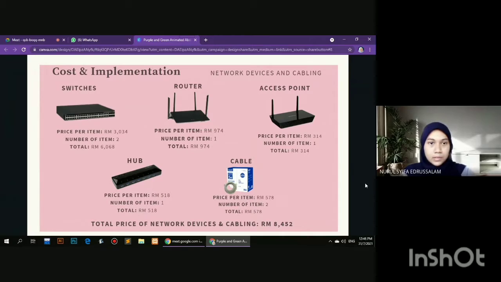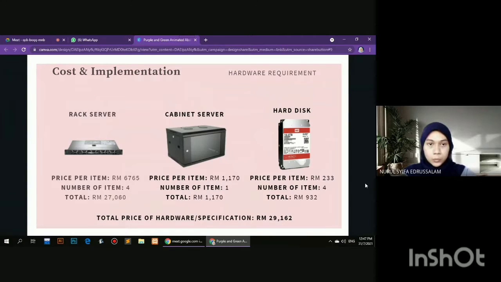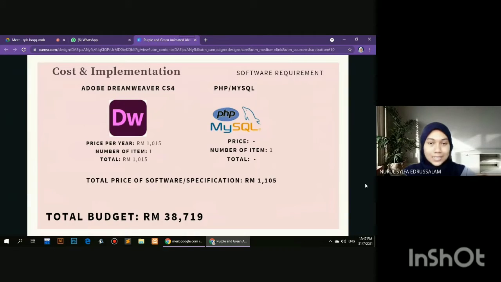Okay, the next is cost and implementation. We have switches, router, access point, hub, and cable. So the total price of network devices and cabling is 8,452. For hardware, we have rack server, cabinet server, and hard disk. Total price of hardware is 29,162. For software, we have Adobe Dreamweaver CS4, and PHP or MySQL. Total price of software is 1,105. Total budget is 38,790.